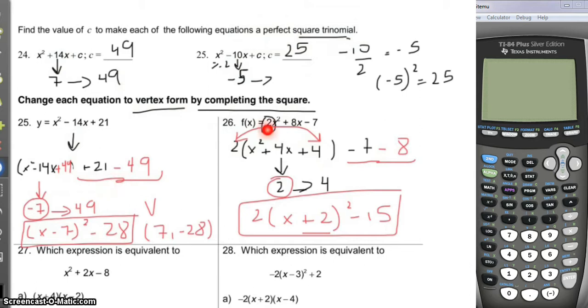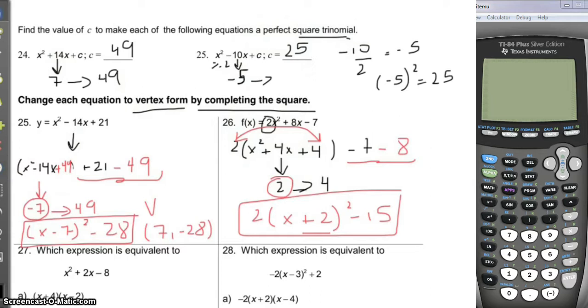Again, if there's a number outside the x squared, you have to take it out and divide the middle term. Remember, when you take 2 out, you divide this by 2, it becomes x squared, and this by 2, it becomes 4x. Divide by 2 and then square it, so you put 4 inside. Whatever you added on the inside, you should multiply it by a, and this is what you need to subtract. That would be your vertex form.